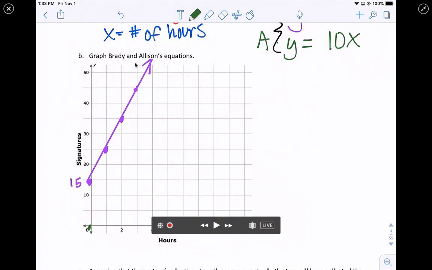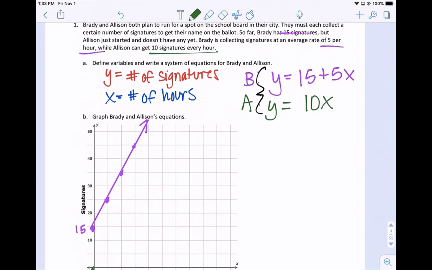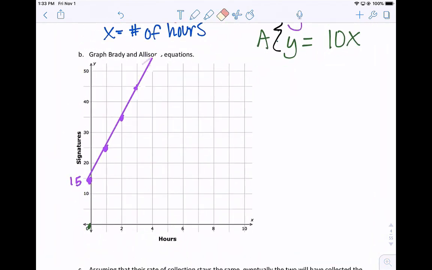And then we have Allison. She starts at 0, but she gets, ooh, I did Brady's wrong because I did 10 for him. I was looking at Allison, so redo. All right, so Brady does start at 15, but he only gets 5 signatures per hour. So his should look like this. 5 every hour. Okay.